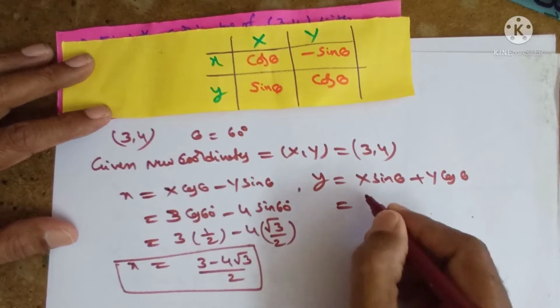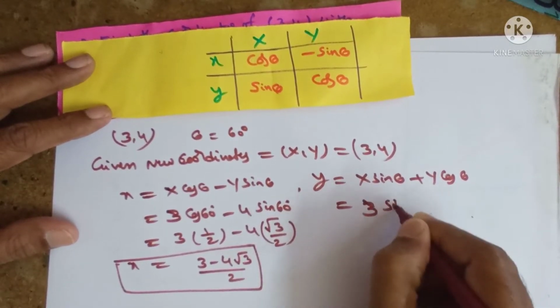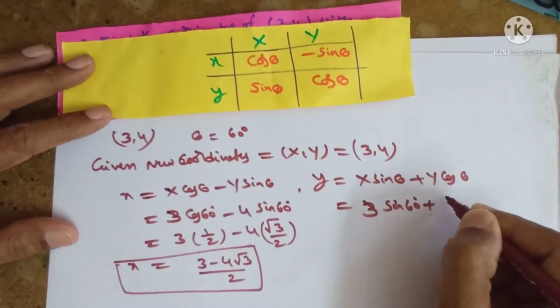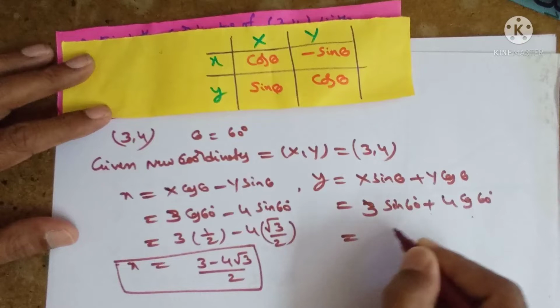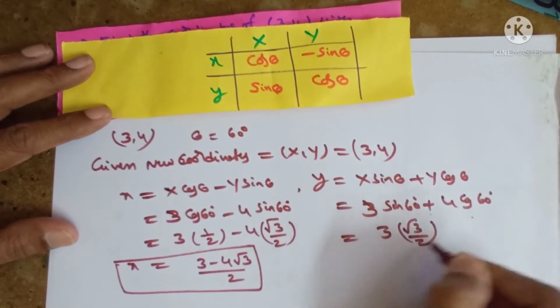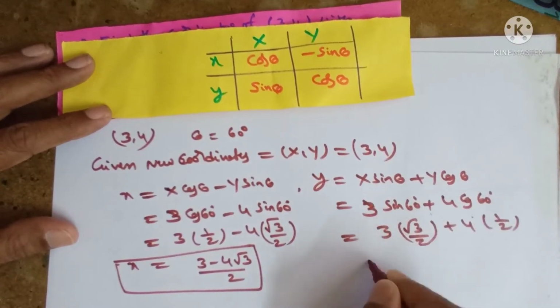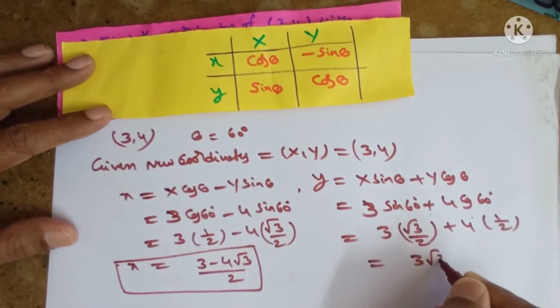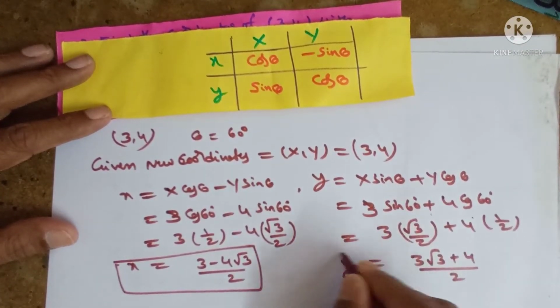Next, the same way: x means 3 into sin 60 plus y means 4 into cos 60. This is 3 into root 3 by 2, 4 into cos 60 means 1 by 2. This is (3 root 3 plus 4) by 2. This is the value of y.